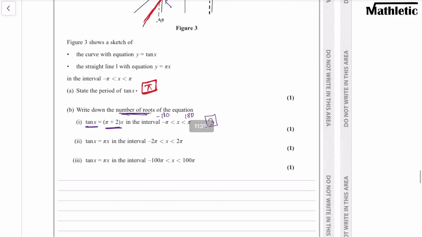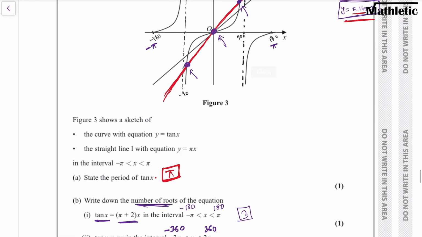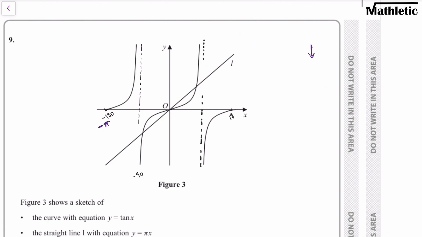Again, next we need to solve tan x equals pi x for a range of minus 2 pi to positive 2 pi, as in 360 and minus 360. So it means we need to work with a greater range. I need to extend the curve on both the right side and the left side, so I am removing the portion for part B1. Since I need to work with a range of minus 360 to plus 360, I will just extend the curve.